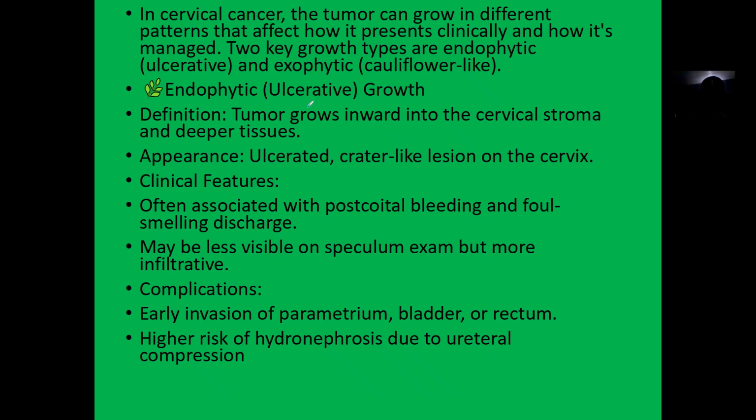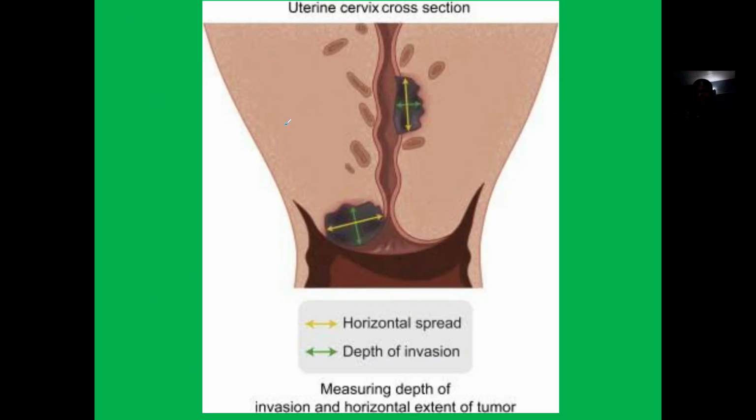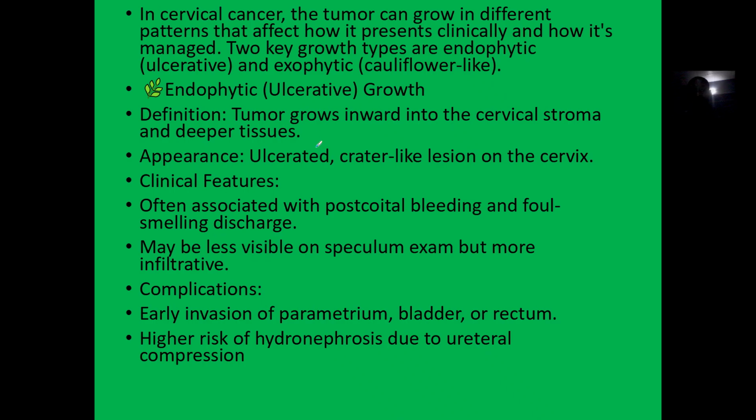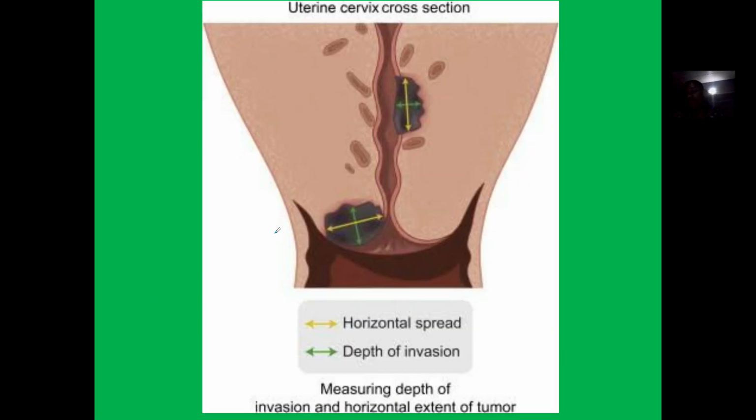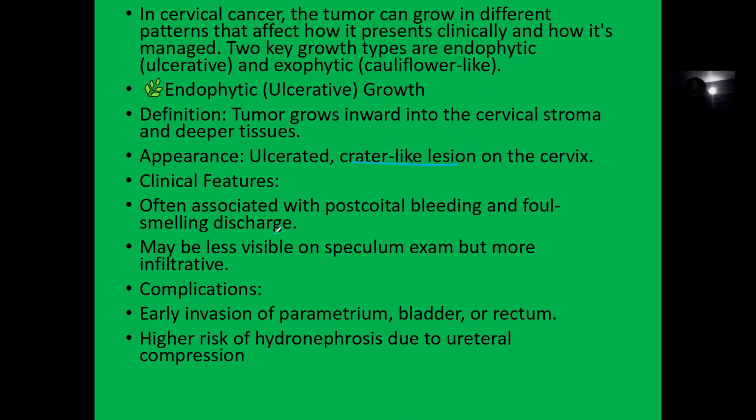So endophytic now. The growth is basically inward. The tumor growth is inward. Are you seeing it? So it's ulcerative. It's a crater-like lesion of the cervix. So symptoms are often associated with what? Bleeding after having sex, and the discharge is usually foul smelling. So maybe less visible, right? Because it's growing inside.